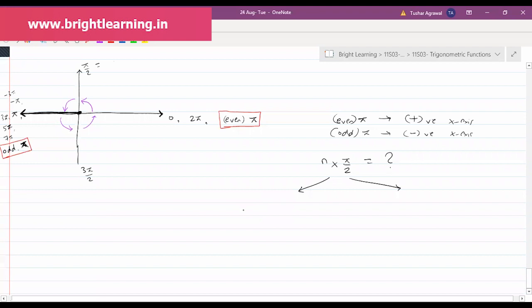If n is an even integer, even integer into pi by 2 will land at the x-axis, either positive or negative. And if n is an odd multiple of pi by 2, can you see this? An odd multiple of pi by 2 will make you land at the y-axis, corresponding to 90 degrees or 270 degrees. It may be anything. Does this make sense?